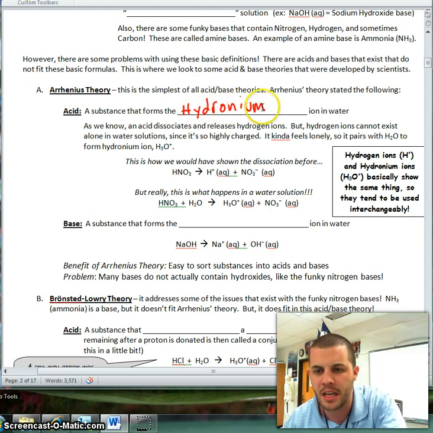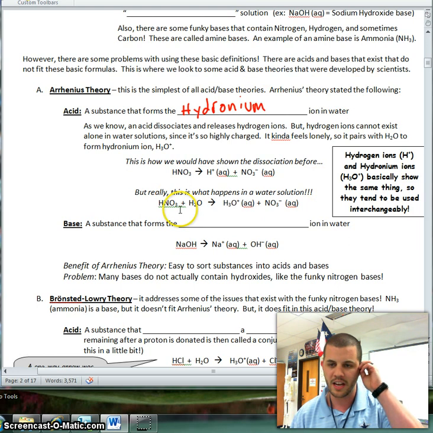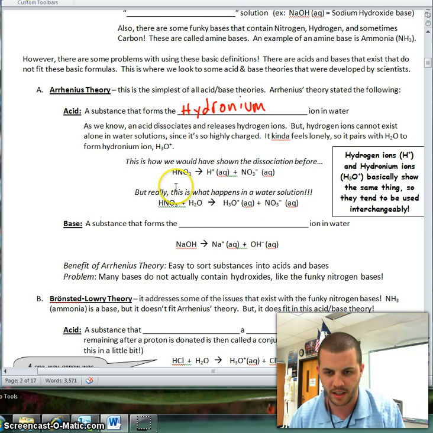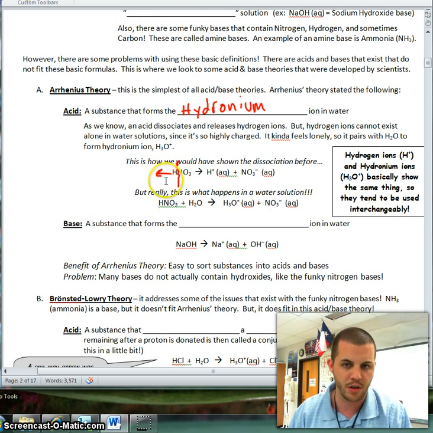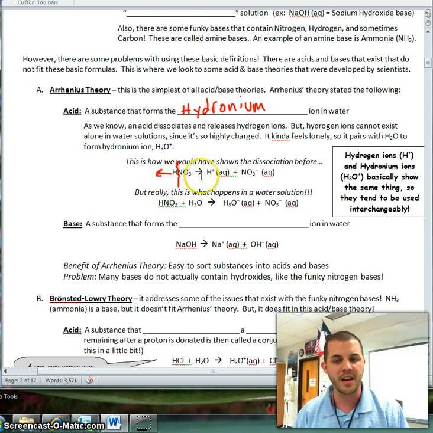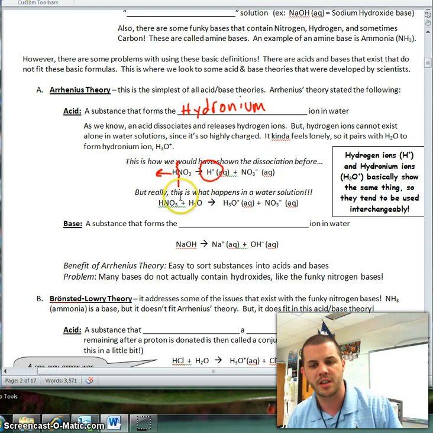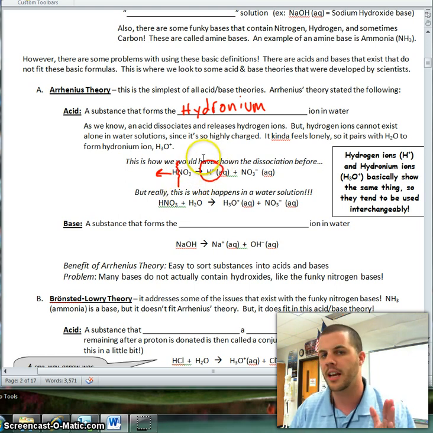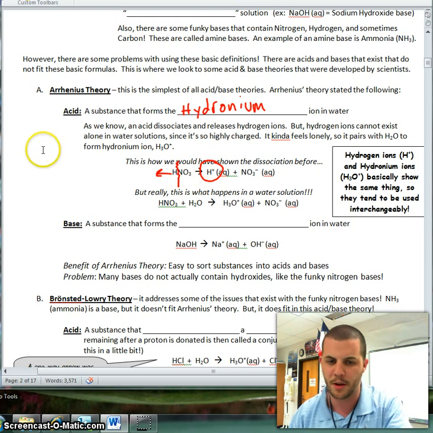So if we have a dissociation equation like this with nitric acid, the nitric acid is going to dissociate, and when it does, I end up with a proton or a hydrogen ion and a nitrate ion. So here's my H plus. Now you may be thinking to yourself, I thought Arrhenius said it makes a hydronium ion. Well, let's think about this for a moment.